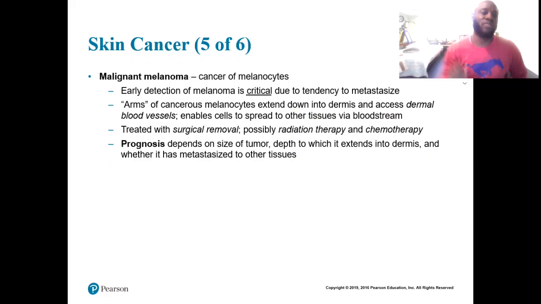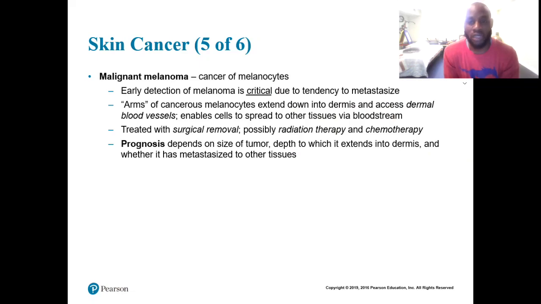And then we also have malignant melanoma. This is a bad one. Early detection of melanoma is critical. Remember, the melanocytes, the cells that produce melanin, are connected to other cells. Remember, they have those sort of tentacles, shaped like octopus tentacles. That's not good if they are cancerous.